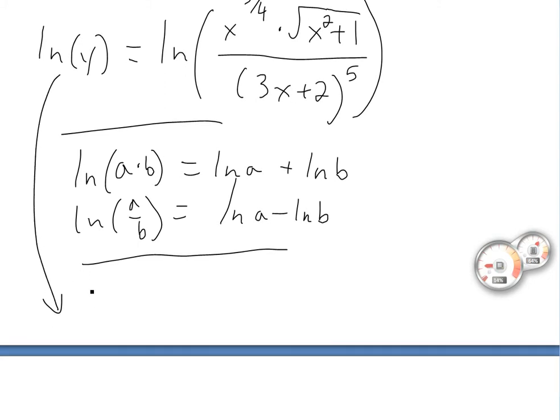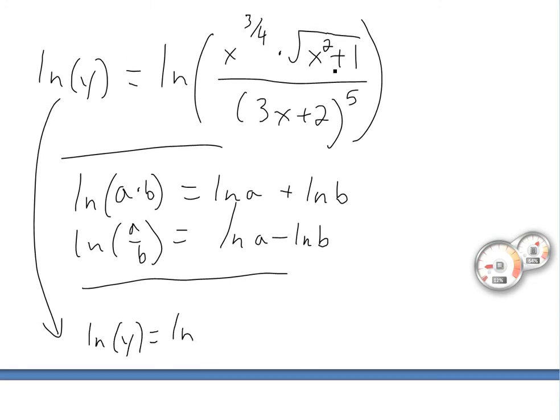So ln y is equal to, basically ln of this one plus this. We could do this all in one step. So we're going to have ln x^(3/4), plus ln of the square root of x squared plus 1, minus ln of (3x plus 2) to the power 5, that's divided by.